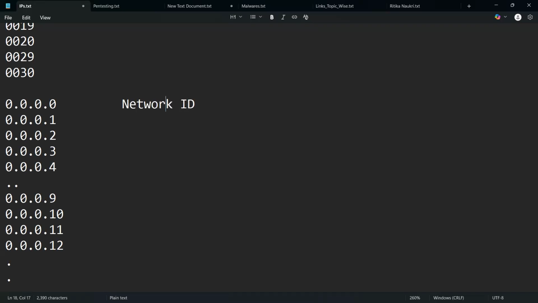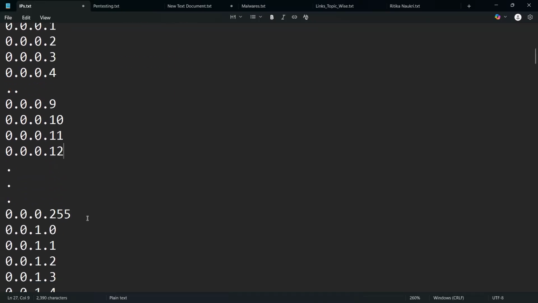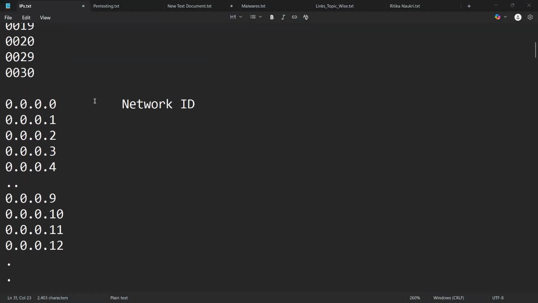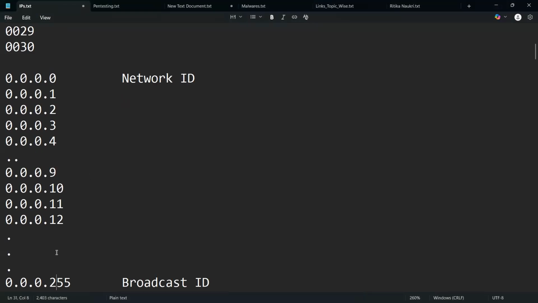And this last IP, 0.0.0.255, is called the broadcast ID. So the remaining IPs left out, if you're ignoring the 0th IP and the 255th IP, in between the remaining IPs are 254 IPs. So here this will be 0.0.0.254. These are the only usable IPs you have.